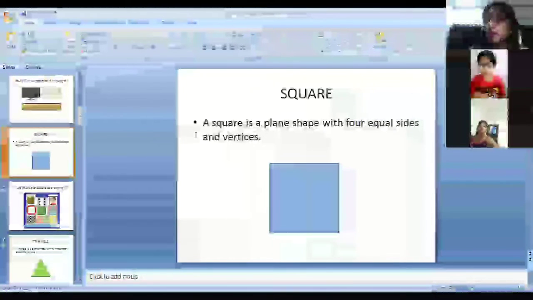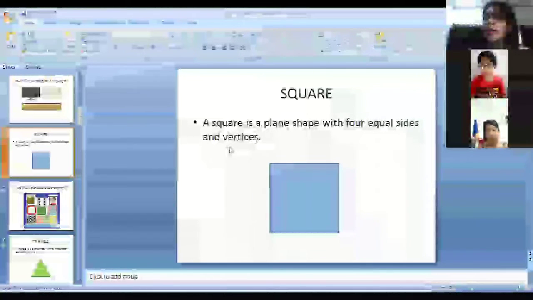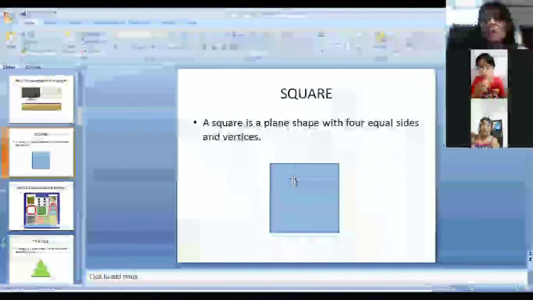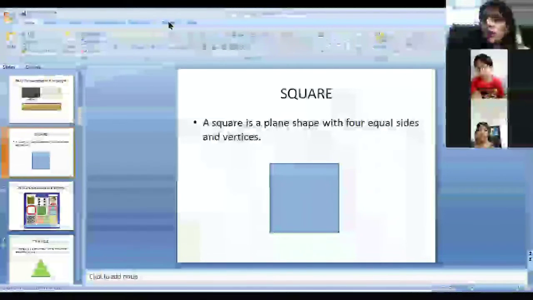A square. A square is a plane shape with four equal sides and four vertices. Beta, please mute from your side. Still some voice is coming.